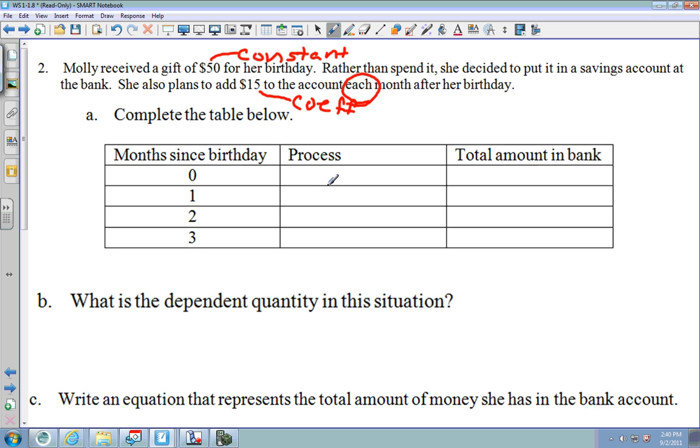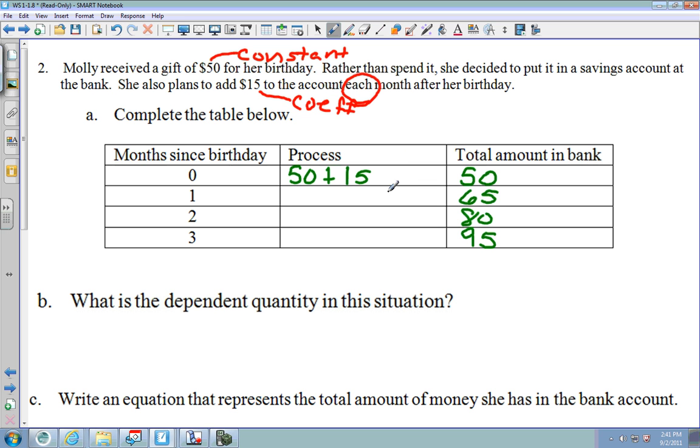So when I look here, when you first put the money in the account, the total amount of money is going to be $50. After the first month, we deposit 15. So if I add 15 to this, I have 65. We're not going to worry about interest right now. If I add 15 more, I have 80. Add 15 more, I have 95. Now, how are we getting these numbers? Well, I'm taking 50 and I'm adding to it $15 each month.